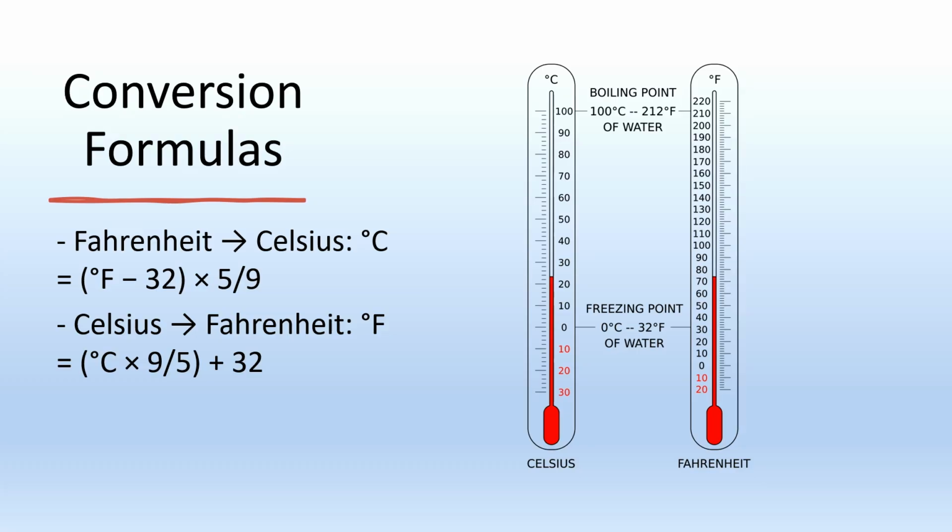Both temperature scales are linear, which means they increase evenly with temperature. To convert them, we adjust for the different 0 points and scale sizes. Use these simple formulas to switch from one system to the other.